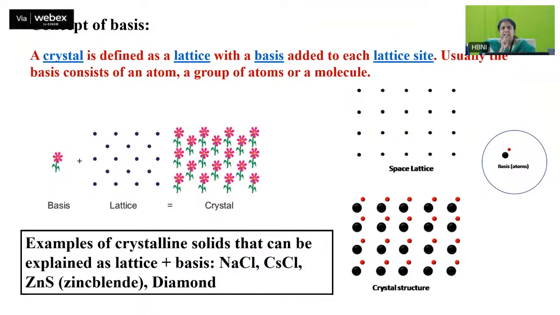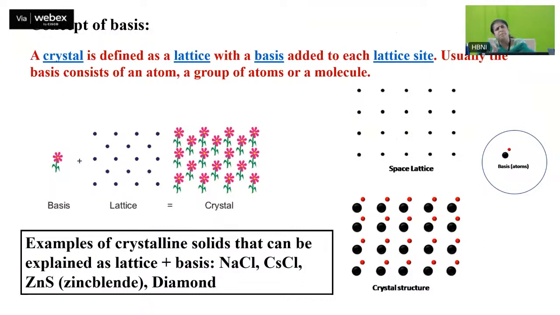Now, if I go on the left hand side, I can say that if I put one flower on the points that I have made there, I will be able to get the crystal structure which is on the right hand side, right? So lattice is actually that framework in which you can put something to get your crystal structure. And that something is called basis, okay? So basis plus lattice give you your crystal structure.